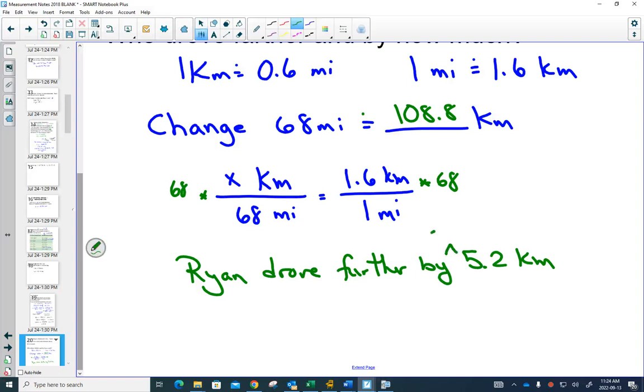So I might even like to put in here approximately, because I know that that's not an exact answer. I've used approximations all the way through, so my answer is a little bit off.